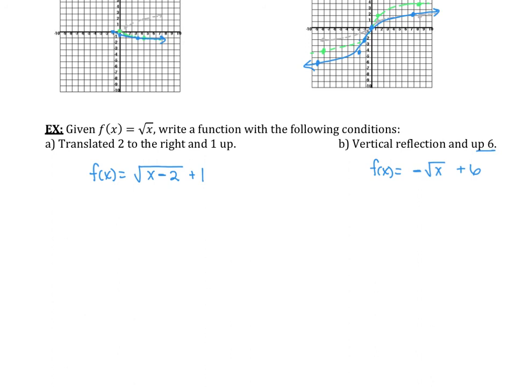Okay, hopefully you see that graphing radicals is not much different than any of the other graphs we've done. Feel free to rewind and watch this as many times as you need to, or hit pause. Otherwise, your assignment tonight is a worksheet, and we will see you soon.